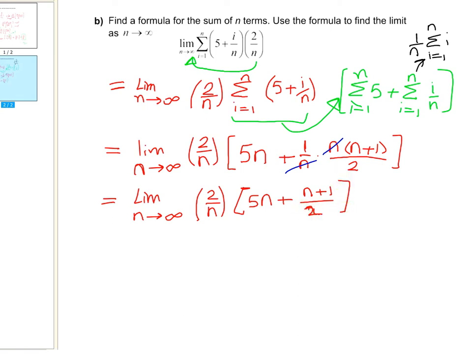So it remains to rewrite before we find the limit. This equals limit as n approaches infinity. 2 over n is multiplied by 5n, so this means 10, because n will be cancelled, plus, if I multiply 2 over n times n plus 1 over 2, the result is going to be 2 times n plus 1 over 2n. Again, we can cancel the 2's.